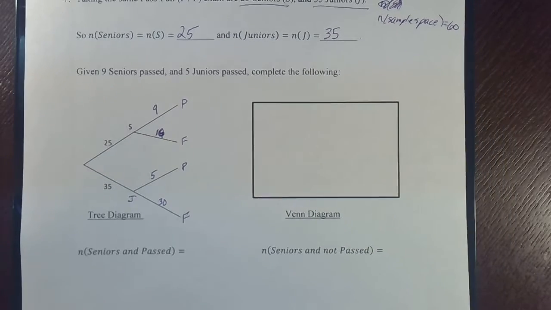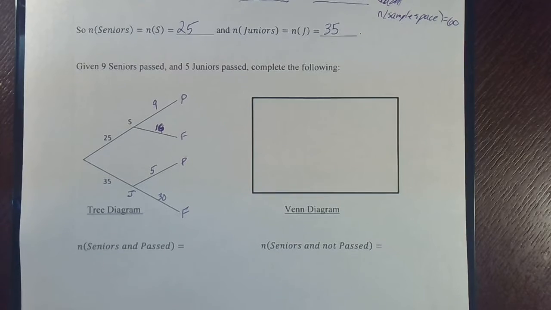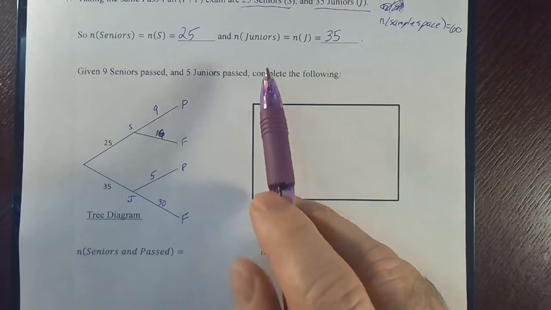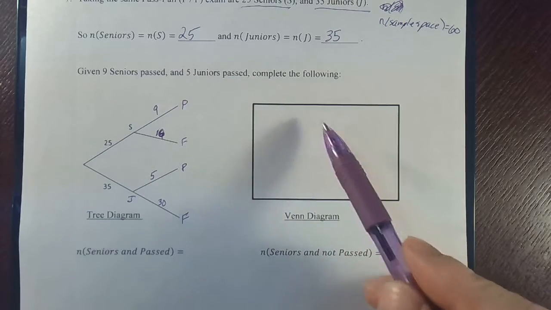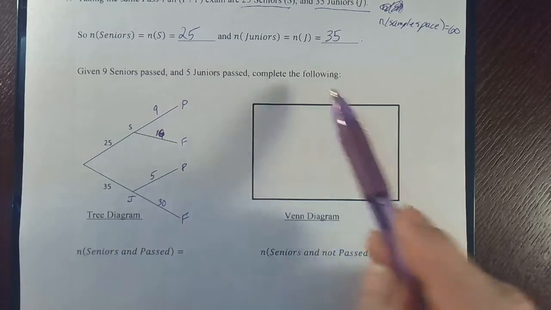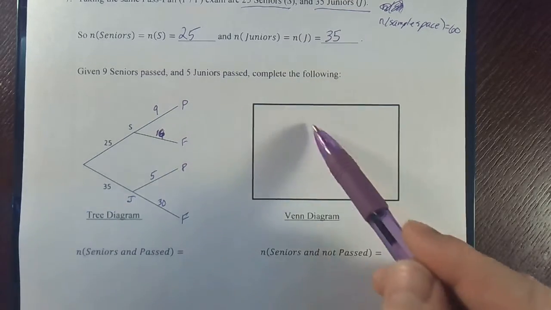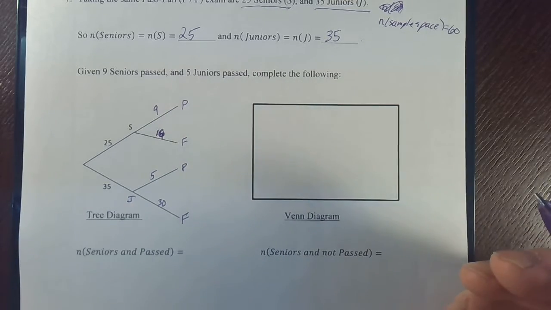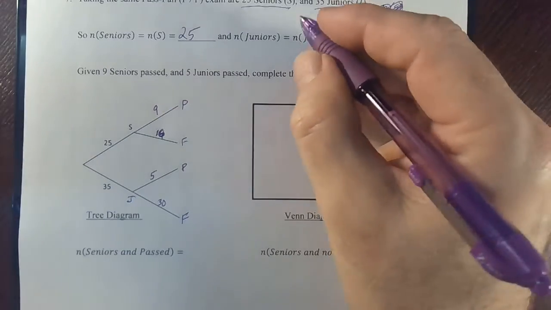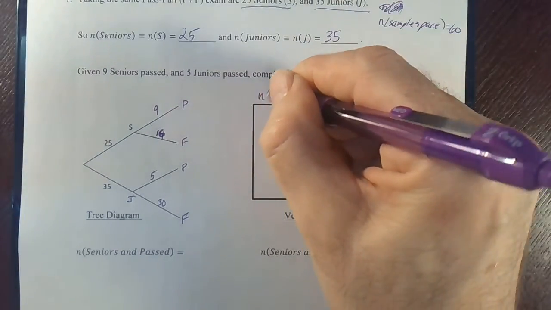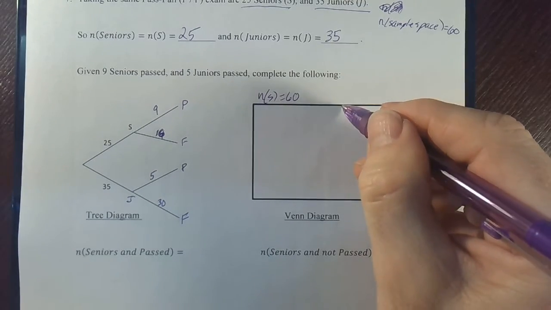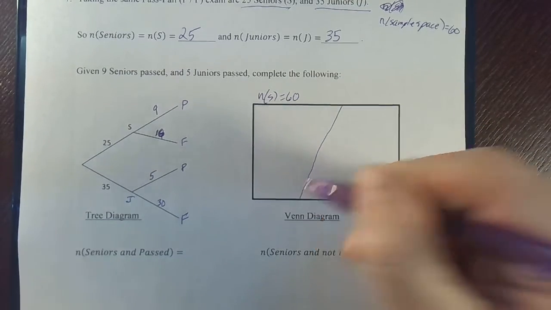Now let's draw a Venn diagram. I'm going to make this one a little bit different because I could draw a circle for the seniors and a circle for the juniors, but they don't overlap. They would be two separate circles because no student is both a junior and a senior. So what I think I'm going to do is, up here I'm going to write the number of elements in the sample space is 60. I'm just going to cut this set in half.